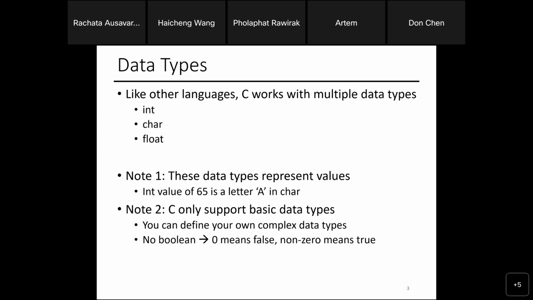Inside your computer, it's still represented by the same binary, right? The same binary is 10000001, and that's 65. C only supports basic data types, except when you use array and struct and the combination of those things.